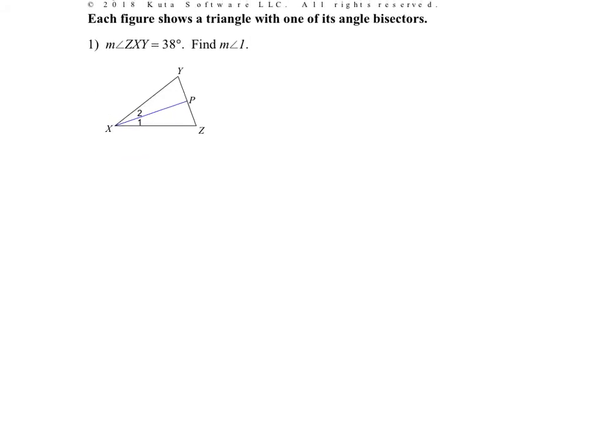Each figure shows a triangle with one of its angle bisectors. In this case, I want to find angle 1. I know that angle CXY is 38, and XB is the angle bisector. That means that the measure of angle 1 is half of 38, so that is 19 degrees.